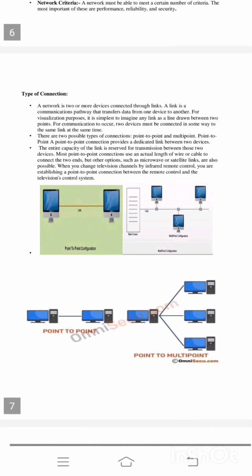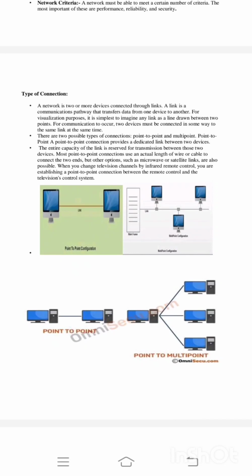Next, types of connections. A network is two or more devices connected through links. A link is a communication pathway that transfers data from one device to another device. For visualization purposes, it is simplest to imagine any link as a line drawn between 2 points. For communication to occur, two devices must be connected in some way to the same link at the same time. There are two possible types of connections, point to point and multipoint.